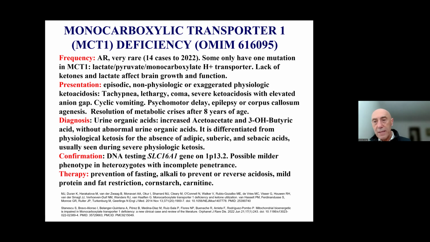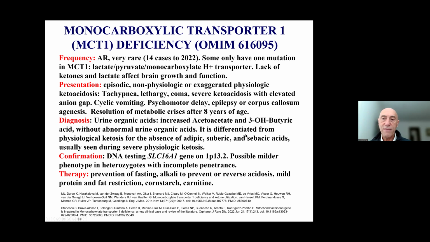In general, the tolerance to fasting improves with time, and they can have a resolution of the metabolic crisis after 8 years of age, at which point the neurological manifestation is when they become more evident. So how do we diagnose this condition? In this condition, what we see is abnormal urine organic acid with increased acetoacetate and hydroxybutyric acid without abnormal urine organic acid. So in other words, we don't have a reason why these are elevated.